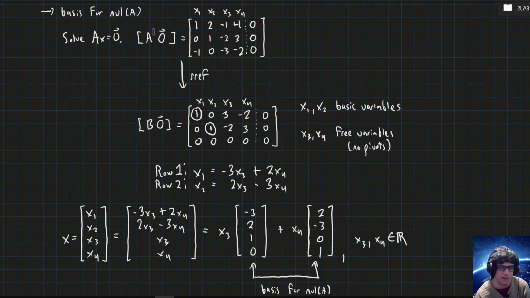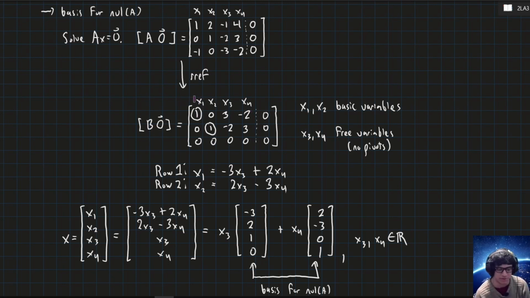I know B is the reduced row echelon form of A, so the reduced row echelon form of the augmented matrix is just going to be B and the 0 vector as well. So this is the setup here. I have the same pivots, of course.